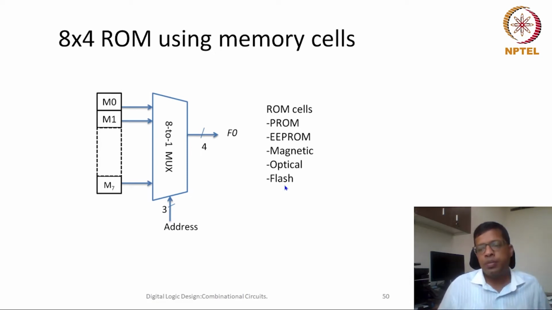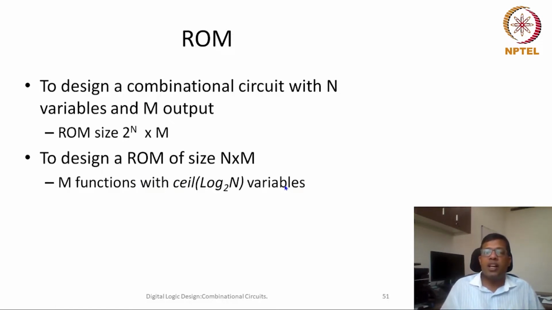Now, with these read-only memories, you can see that I can use them to design any combinational logic with n variables. I can design a ROM by creating m functions of log n variables. If I want to design a read-only memory of size n cross m, then I would require m functions, and each of these m functions would have log n variables.